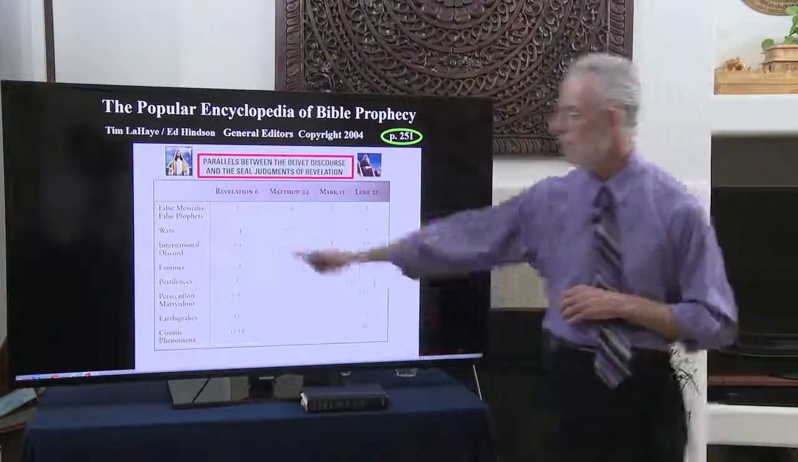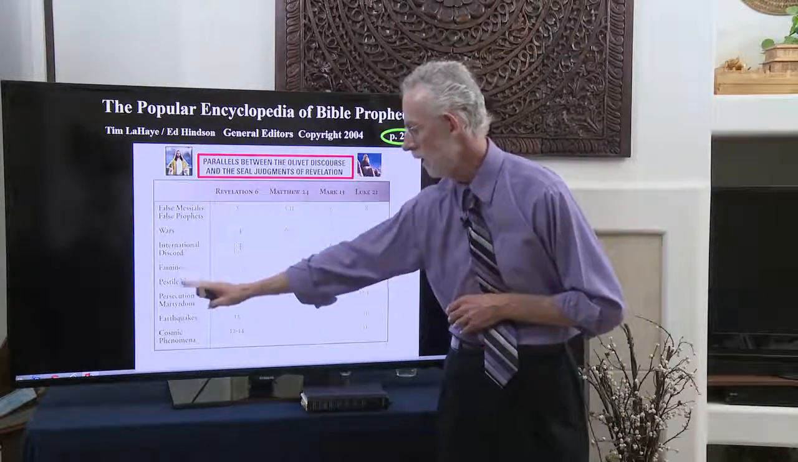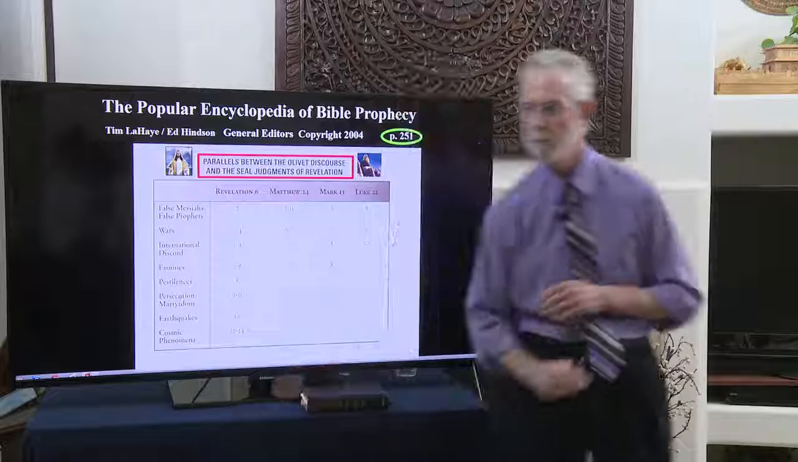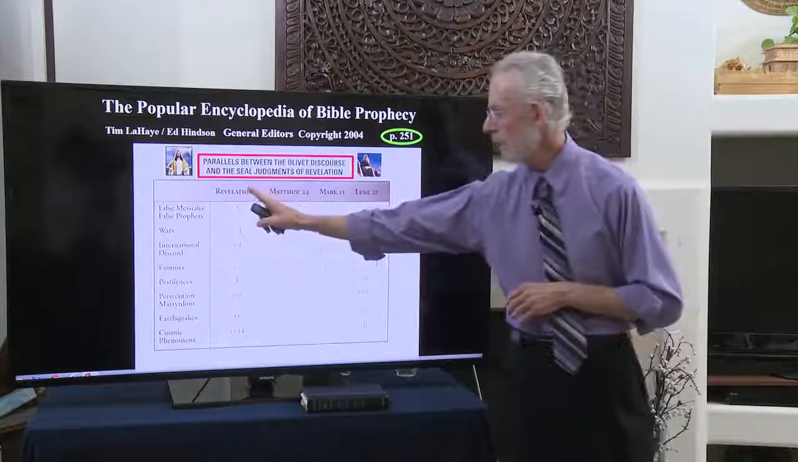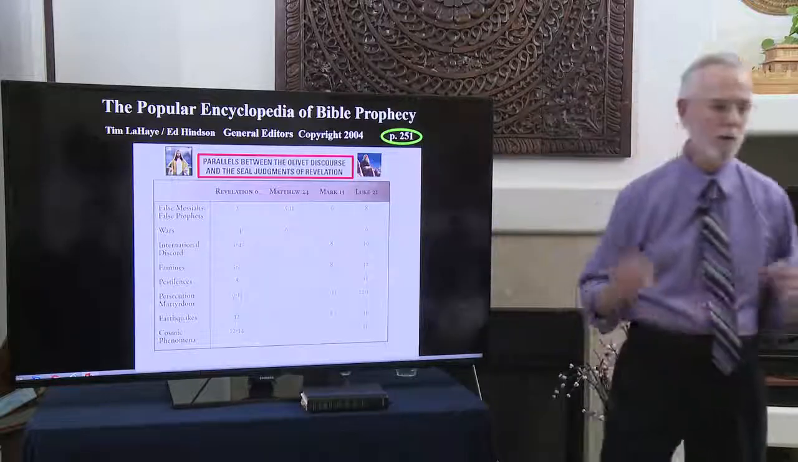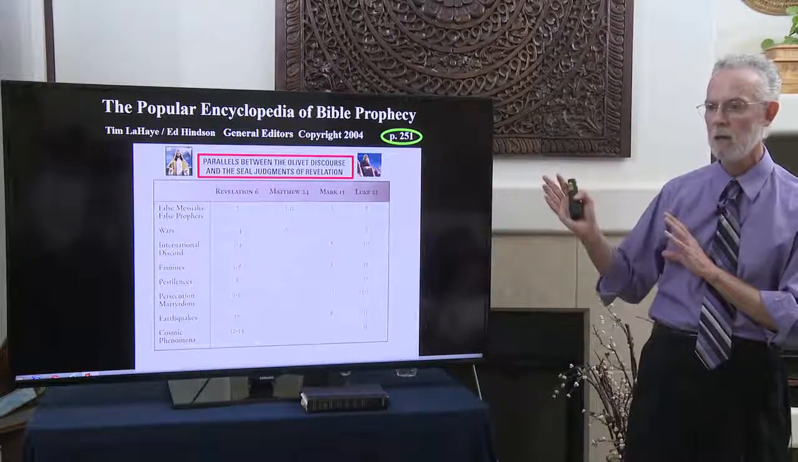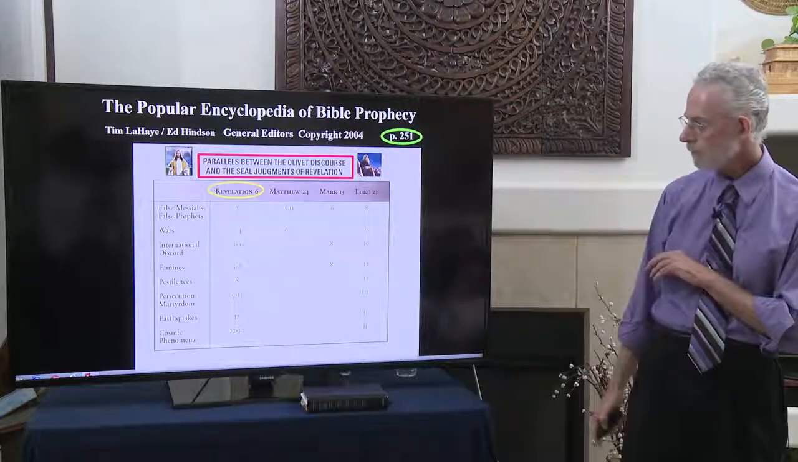Now, I want you to notice they have the things listed here: the false messiahs, the wars, the famines, the pestilence, earthquakes, the cosmic phenomena. And then over here they have the passages: Revelation 6, Matthew 24, Mark 13, Luke 21. So far, so good. The chart looks pretty good. But I remember opening this book and looking at this chart, and boy, I was really troubled by what I saw here. Let me show you.